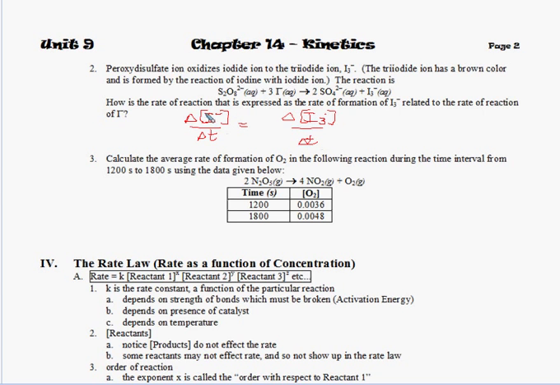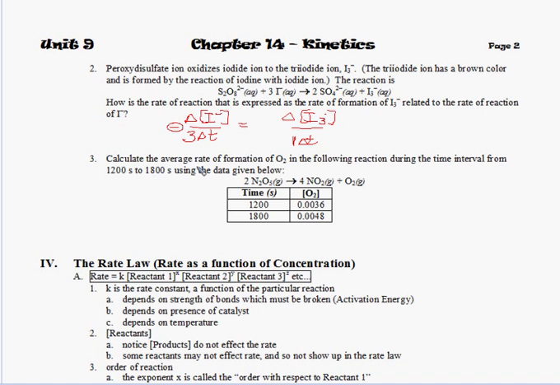So again, since the I- is in fact a reactant, it's got a negative sign in front of it, while the I3- is a product. So its slope would be positive, the I-'s slope would be negative. And then again, in order to make them equivalent, it's a 3-to-1 ratio. So for every 3 iodides that are reacting, we'll create 1 I3-.